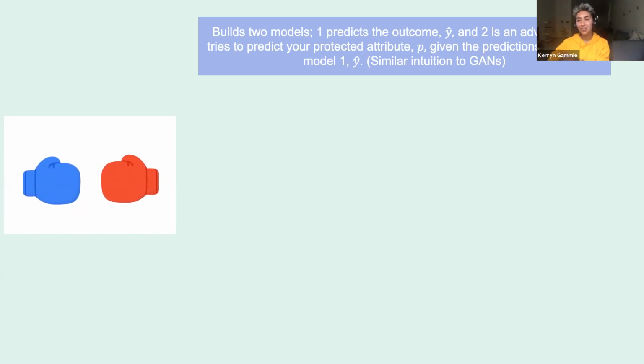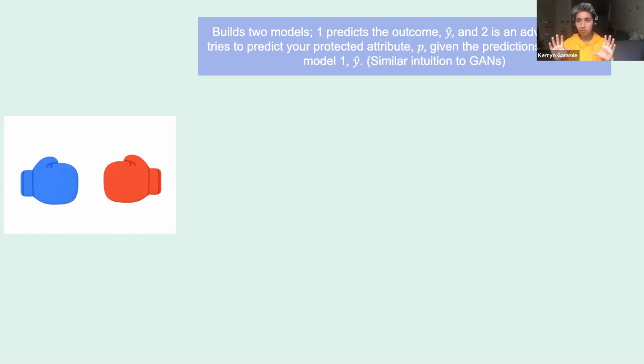So what model 2, which we call an adversary, tries to do is predict the protected attribute. So for our example, let's say gender, given the predictions made from model 1, y hat.